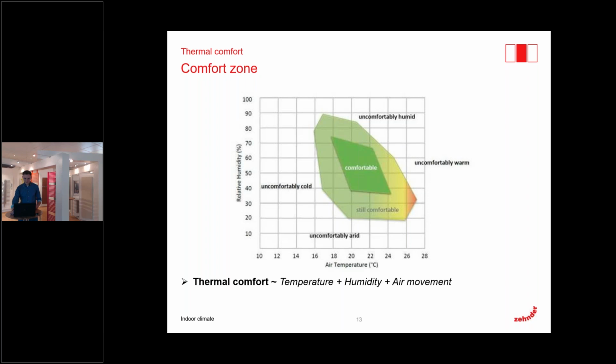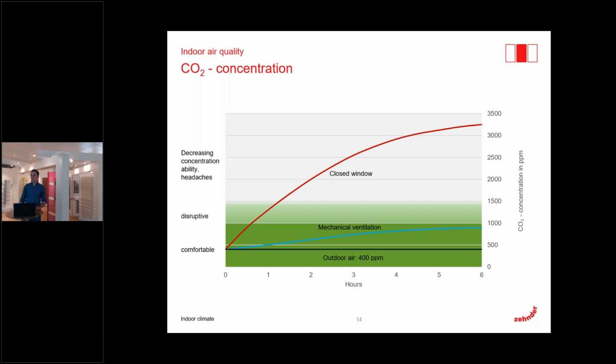Okay, let's move on. Indoor climate is not only dependent on thermal factors, but also on indoor air quality itself. And the best known factor here is the CO2 concentration. So let's start with the CO2 concentration. Here I have a chart: on the horizontal axis you have the hours, and on the vertical axis the CO2 concentration in ppm, parts per million.